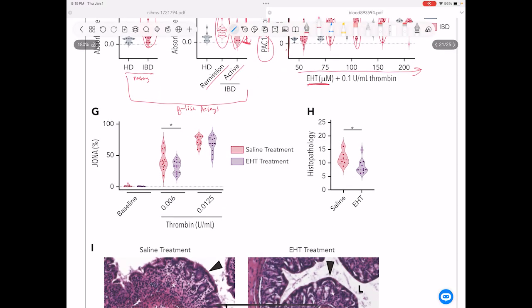All right. So here we have, again, another flow cytometry. And these are in mice. Once again, we're going in mice. And what we did here was, this was a 7-day DSS colitis model. And we treated them either with saline or with EHT.